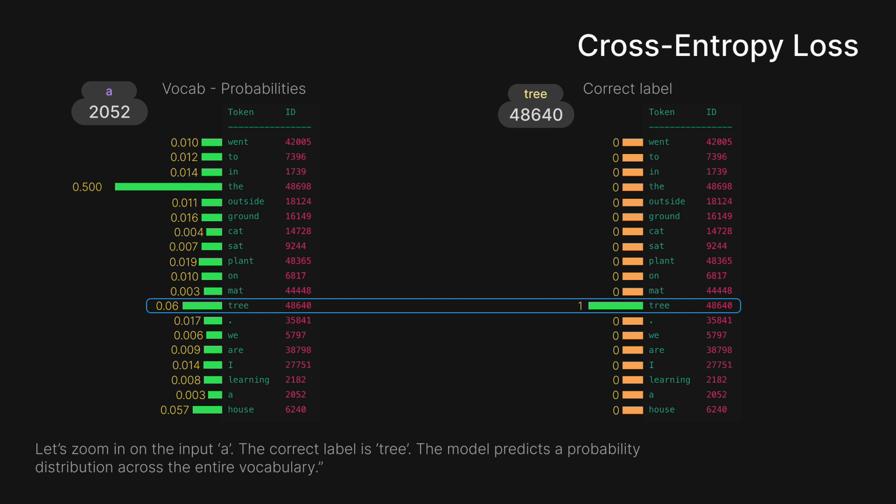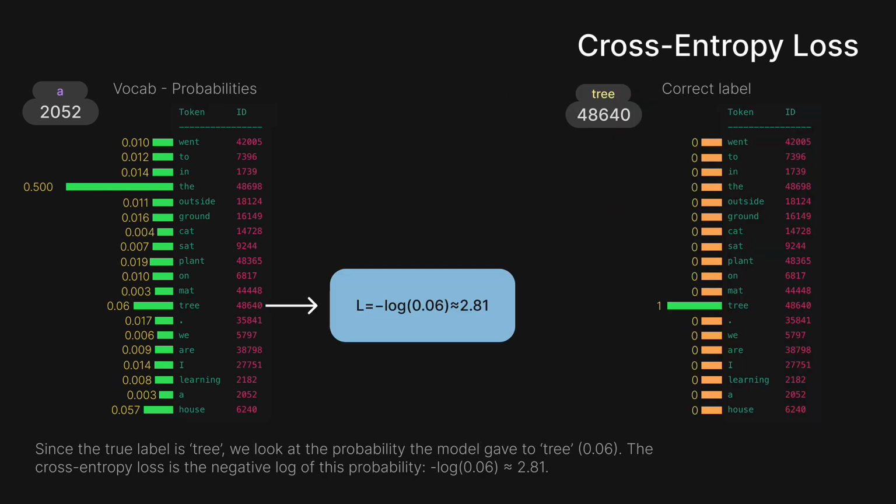So here we can see that we said that tree is correct, but the model predicted 0.06 for tree. And so this is where the loss can be calculated. By using this equation, we take that value and pass it through minus log of 0.06, and we end up with a score of 2.81. Now, how this loss function works is the higher the amount here, the more wrong the model is.